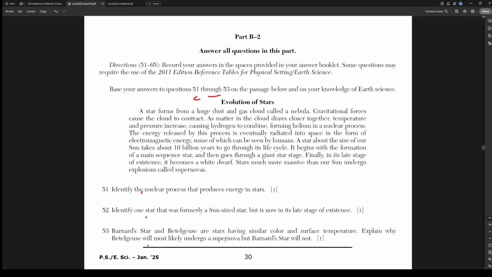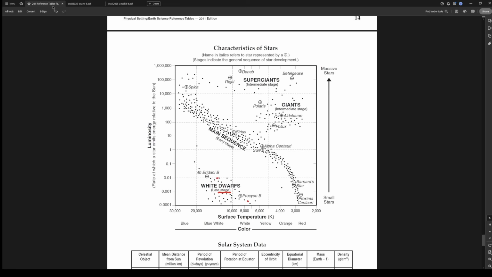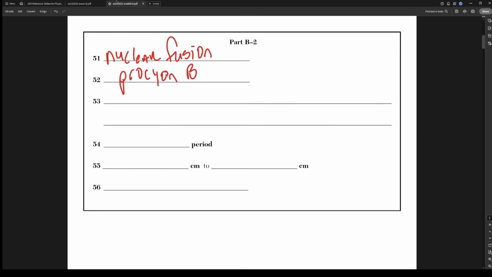Barnard star and Betelgeuse are stars having similar color and surface temperature. Explain why Betelgeuse will most likely undergo a supernova, but Barnard star will not. So the answer to this is that it's bigger. But if you didn't know that, you're going to want to compare Barnard star with Betelgeuse on the reference table. So I guess we didn't need that reading, but you can see Betelgeuse is way more massive. So that's what you're going for here. It is more massive. The meme is still alive.